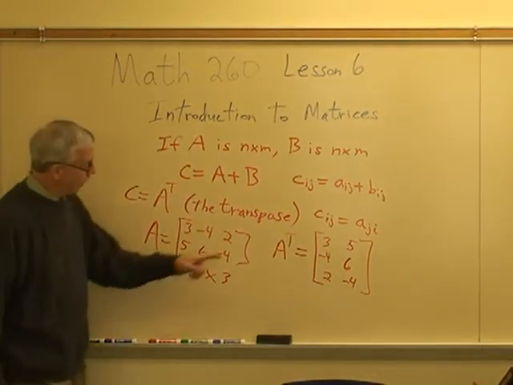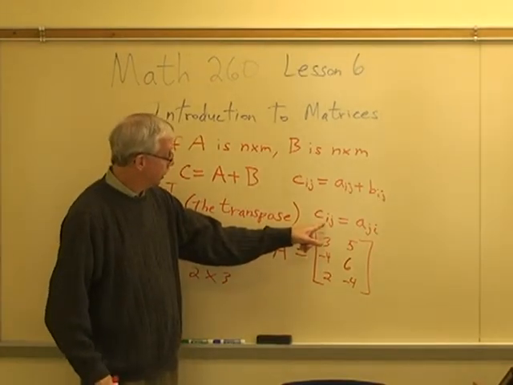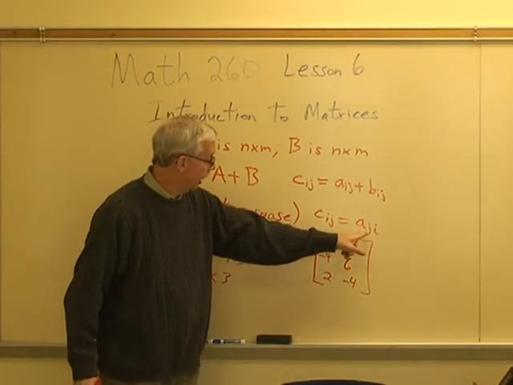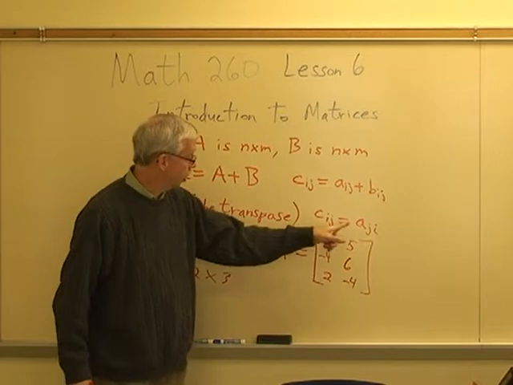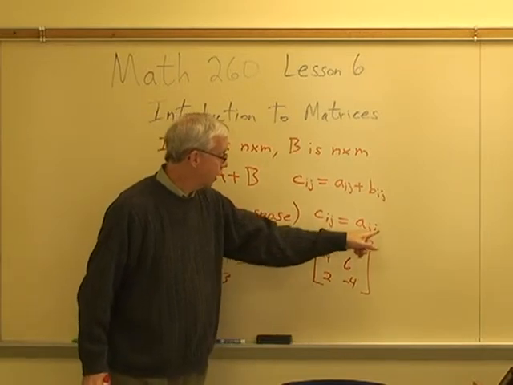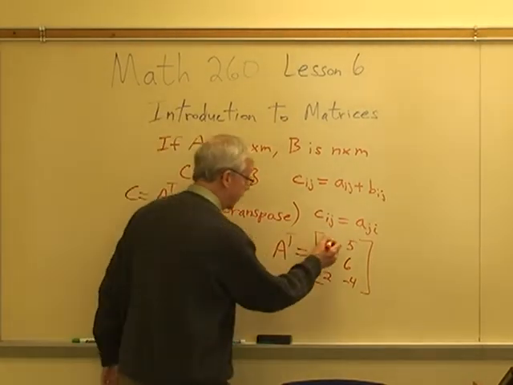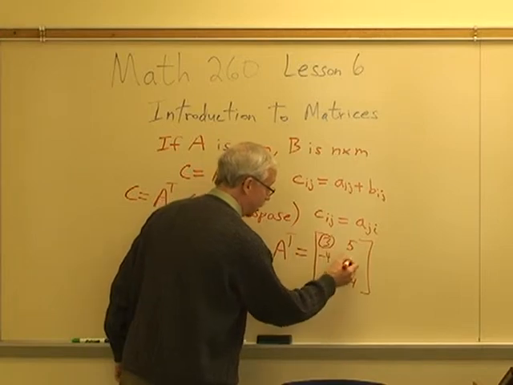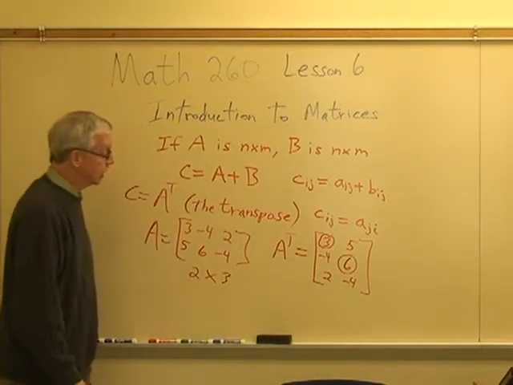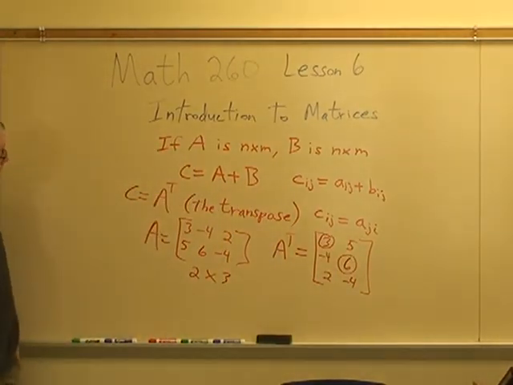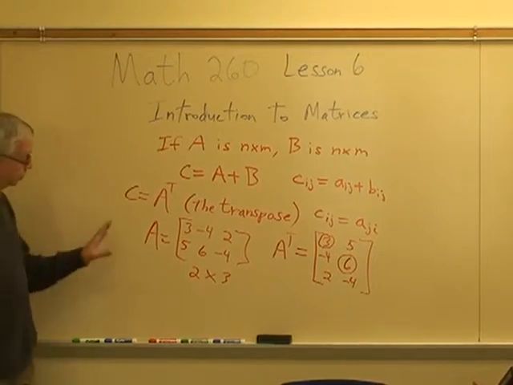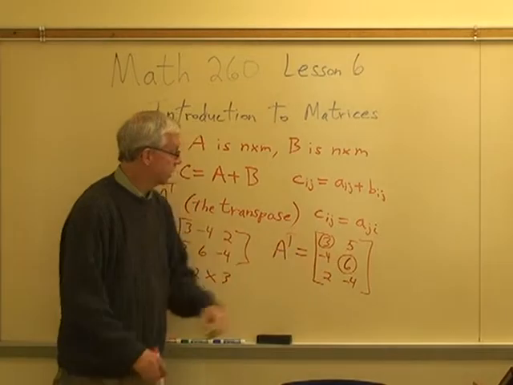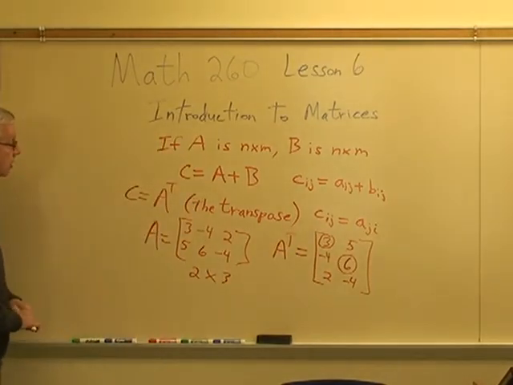So notice if i and j are the same, that is C11 is going to be the same as A11, C22 is going to be the same as A22, etc. So these elements along the diagonal didn't move, but everything else got swapped, right? So that's the idea of a transpose. And this will come in very handy when we look at matrix multiplication in detail in an upcoming lesson.